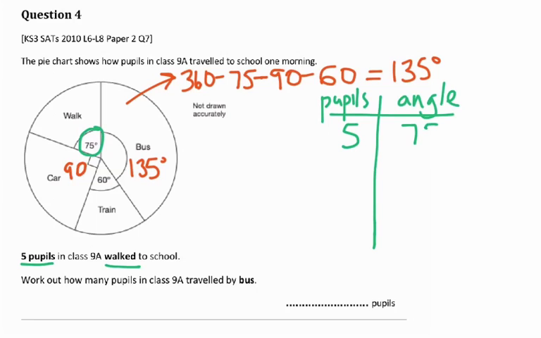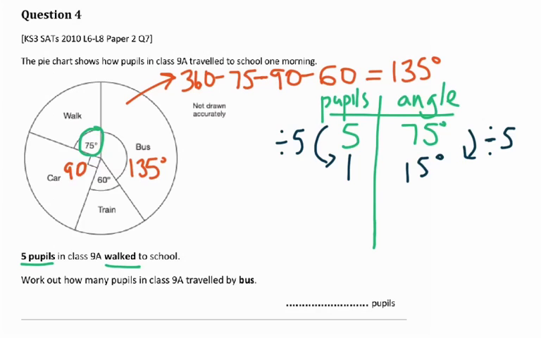So 5 pupils walked, and walk on the pie chart is worth 75 degrees. So I'm going to do 75 degrees there. So just like last time, I'm now going to find out what one pupil would represent. So one pupil, well, I've divided by 5 on the pupils. So if I divide by 5 on the angle, I would get an answer there of 15 degrees. So that means that one pupil in class 9A would represent 15 degrees on the pie chart.